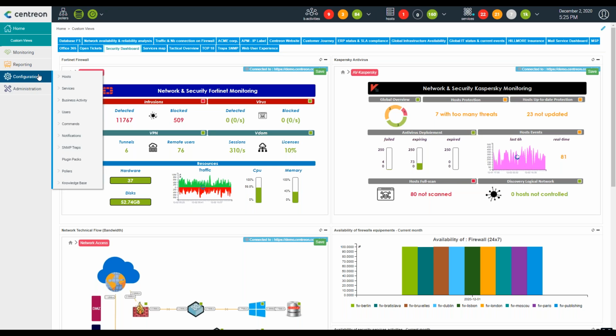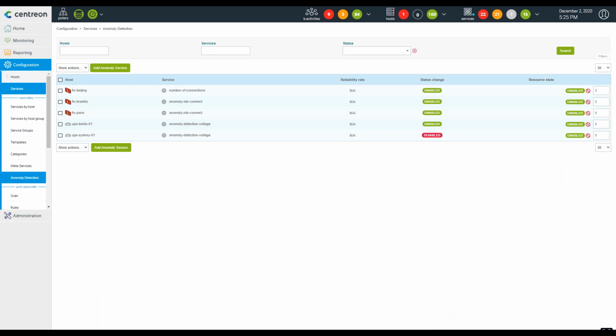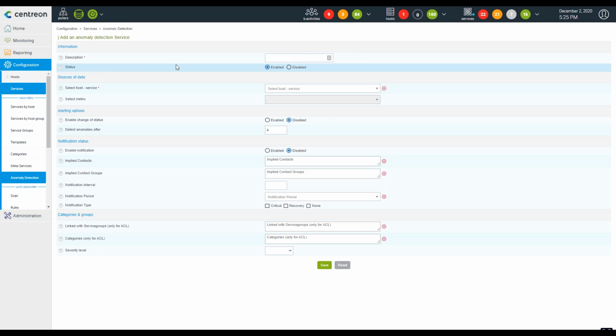So now we are interested in using the module. For that, I want to configure my new service. And as I said, it's a kind of service, which is anomaly detection. So this, I can just go into the menu and say, I want to add an anomaly detection.